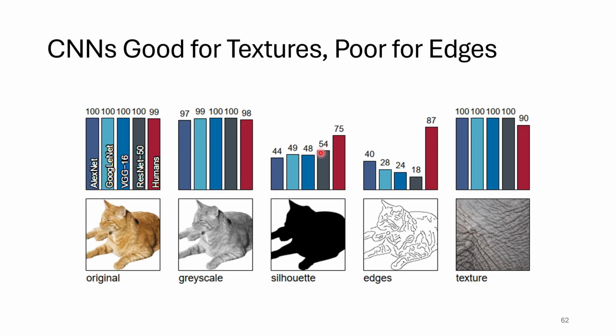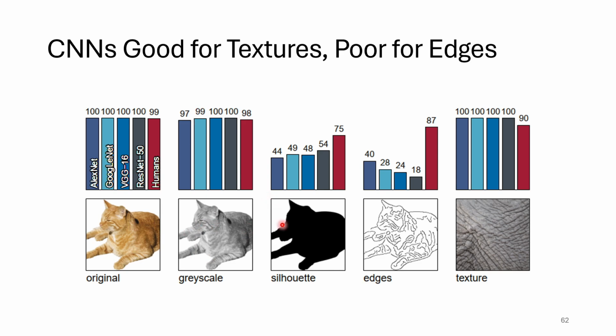So they further tested different cases. This is the original image, and they use AlexNet, GoogLeNet, VGGNet, and ResNet compared with humans. All of them are correct. If they convert it to grayscale, it is fine.